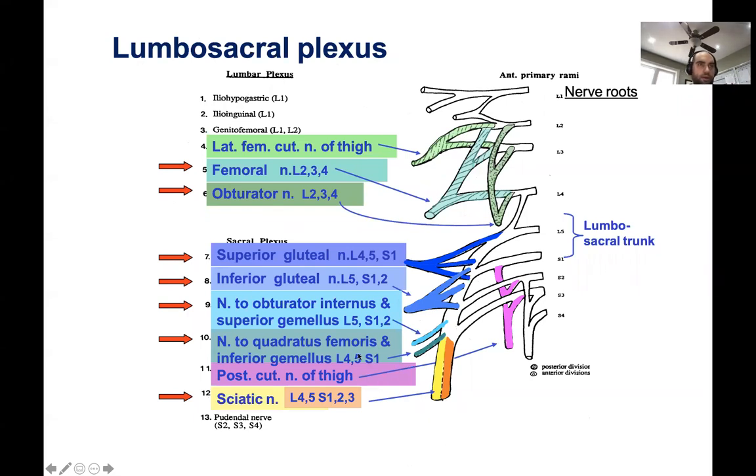Okay. So, busy slide. Use it as a reference. Again, don't get caught in the details. Since this is more of a general anatomy course, if I were to write a test, I wouldn't ask you details like, if I were to ask you, what are the nerve roots of the inferior gluteal nerve? I wouldn't ask you a question like that. You'd have to tell me L5, S1, S2, right?